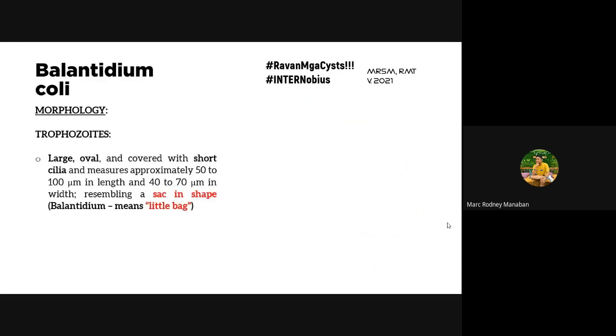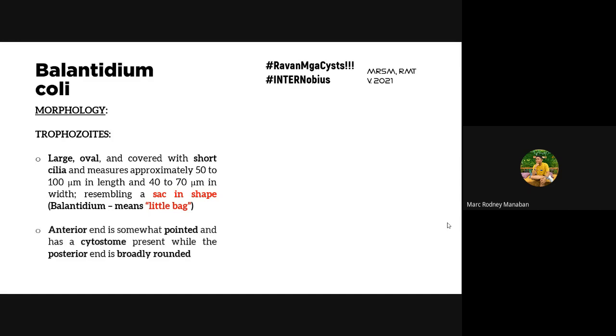So for the trophozoites, again, largest protozoan, so this trophozoite is large. As you can see, 50 to 100 micrometers in length and 40 to 70 micrometers in width. And it resembles a sack in shape. I haven't put it there, so please write it down. And Balantidium itself, the name, means little bag. So cute. Balantidium, little bag. Okay, so sack in shape.